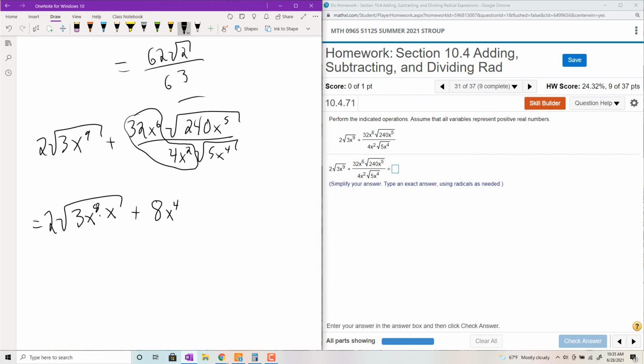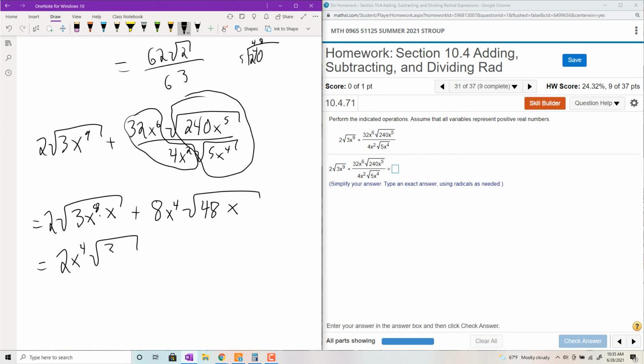And then simplify this part. So if you take the square root of the quotient, it'll be 240 divided by 5. So I'm kind of doing a little bit in my head here. So that'd be 48, square root of 48. x to the 5th over x to the 4th is just x. Okay. So we'll have 2x to the 4th times the square root of 3x plus 8x to the 4th square root of 48.